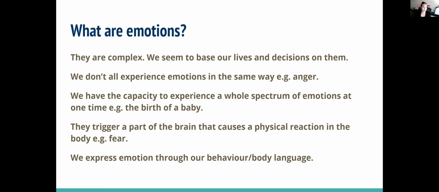Emotions also trigger a part of the brain that causes a physical reaction in the body. So not only do we feel or understand emotion from a psychological brain point of view, we express emotion through our behavior and our body language. When we are feeling a particular way, we generally express that through our behavior and body language. So if we're feeling sad, typically our whole body language slumps, we come inwards, we might not want to engage with other people, we won't be smiling. Not only are we affected by other people's emotions, but we in turn affect others through our emotions.